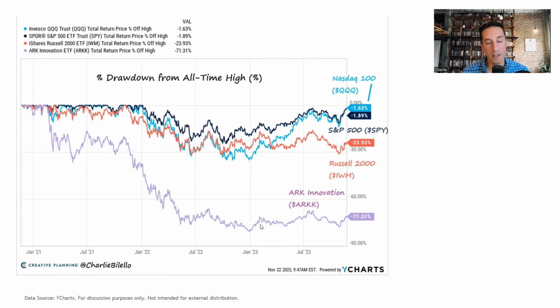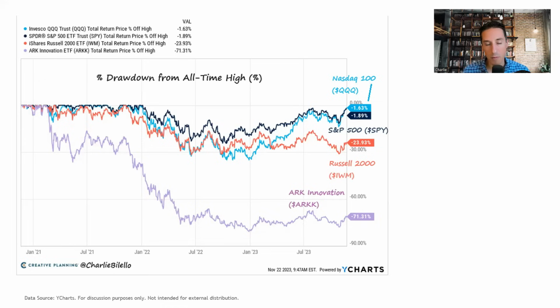Certainly, they were down over 80%. If we look at the ARK Innovation ETF, from its high in early 2021, they're still 71% below that prior high. So while they've come back a little bit, they're not hitting new lows here. Certainly a long way to go for the average stock and for higher growth stocks, the smaller end of the spectrum.